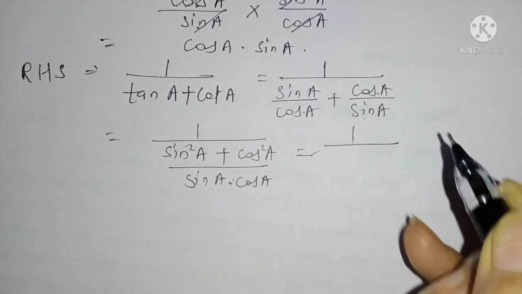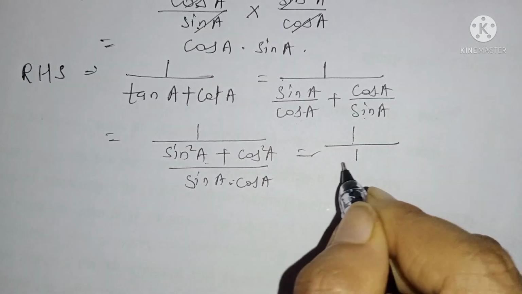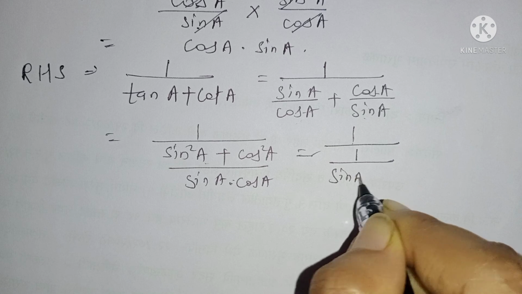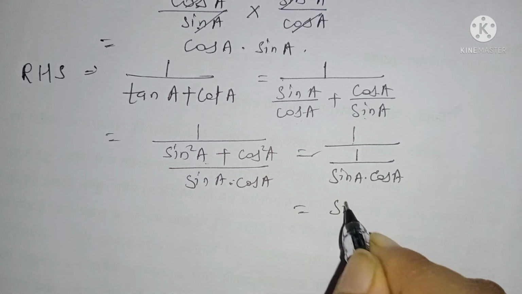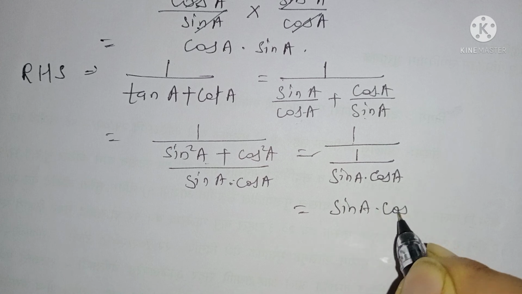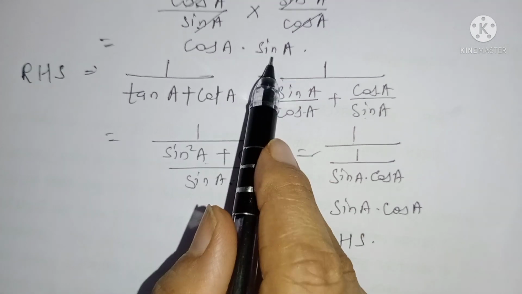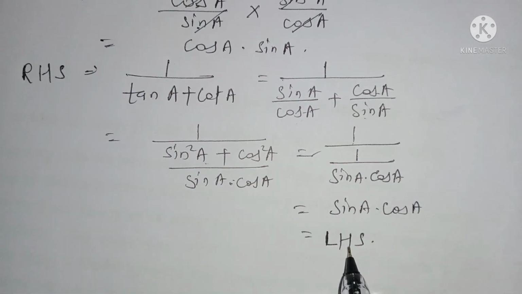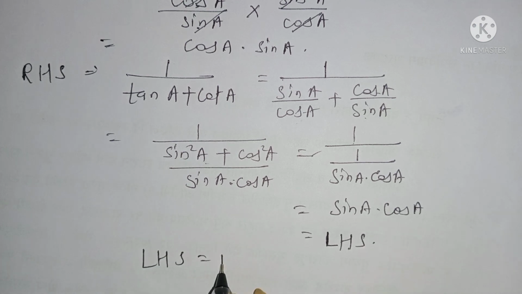Now this is 1 upon sin square plus cos square, which is equal to 1 upon sin A into cos A. After taking the reciprocal, you will get sin A into cos A, which is equal to LHS. See, your LHS was cos A into sin A, RHS also sin A into cos A. So since LHS is equal to RHS, it's verified.